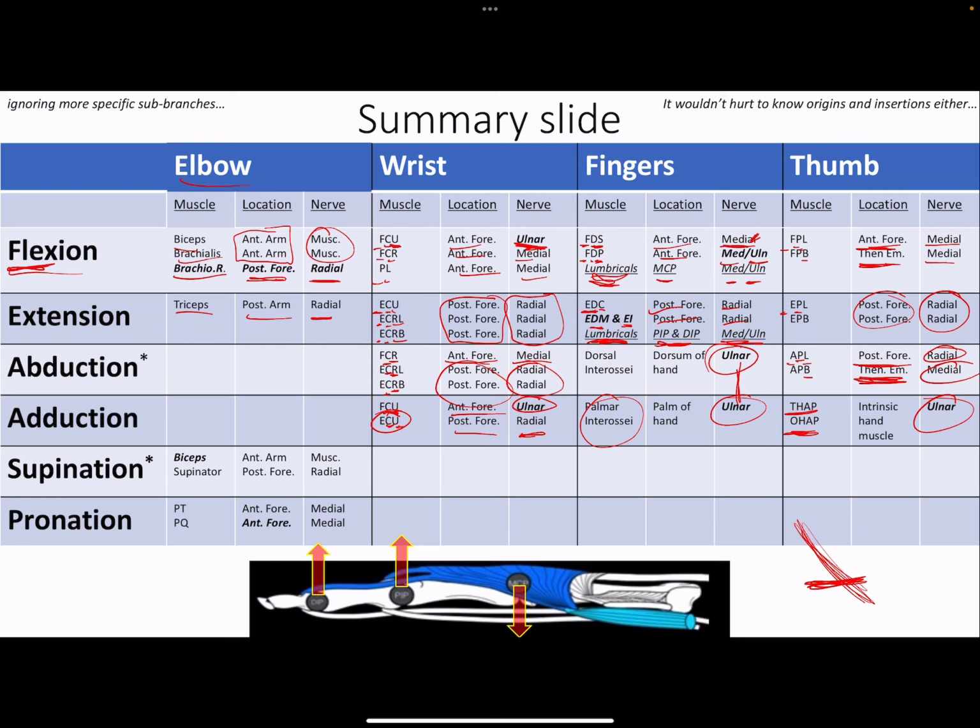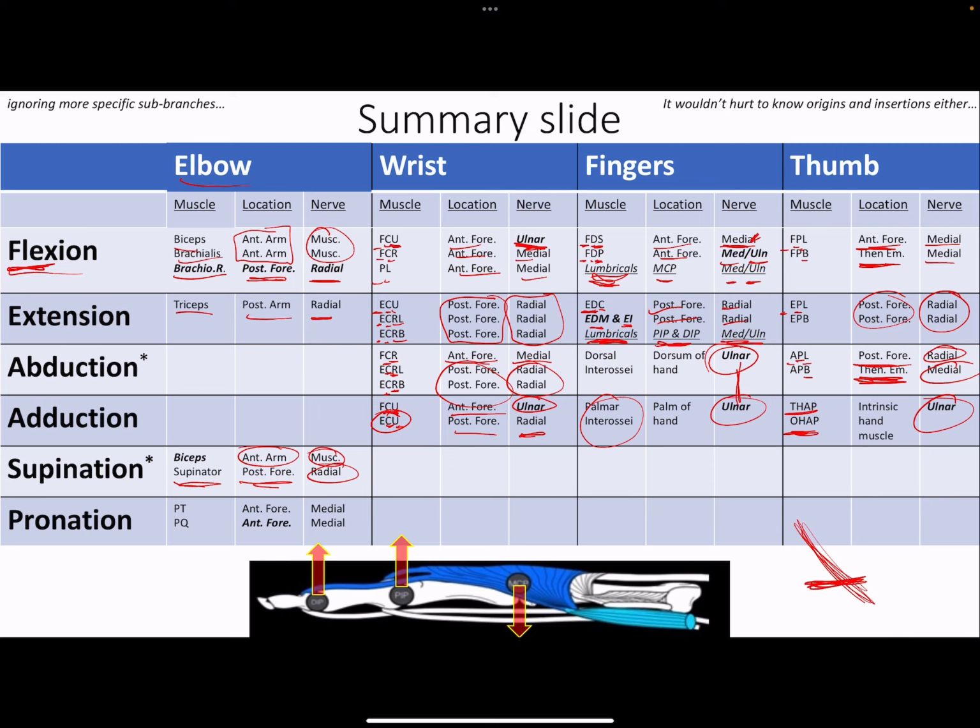Supination, biceps. Yeah, they're for doing bicep curls, but they also supinate just a little bit. This is located in the anterior arm. That's fair. The supinator is going to be in your posterior forearm. This is musculocutaneous, and this is a radial nerve.